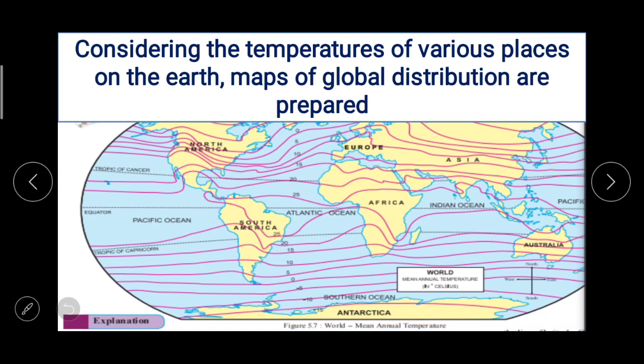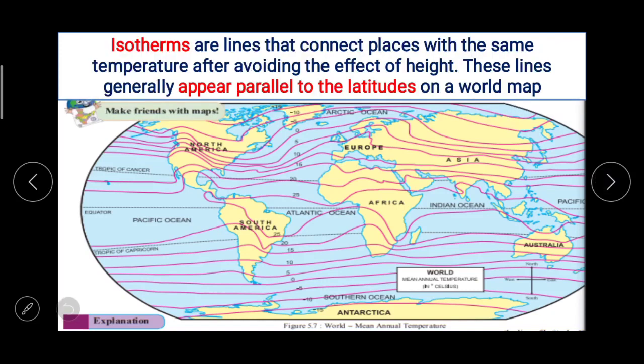Considering the temperatures of various places on the earth, maps of global distribution are prepared, and here it is given. Figure 5.7, world mean annual temperature. Figure 5.7 is drawn with the help of isotherms. Now what are isotherms?